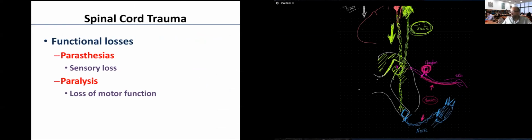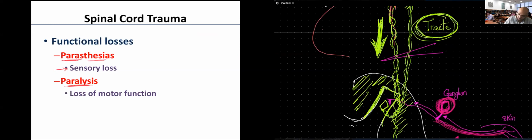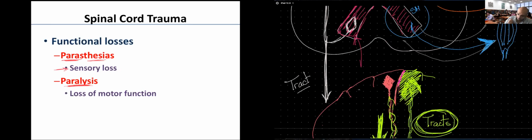If a person had a spinal cord trauma, this might result in paresthesia or paralysis. Paresthesias, those are sensory loss. So if a person got a spinal cord injury, I will be cutting those tracts. The tract that is carrying the sensory impulses up and the tract that will be carrying the motor impulses down. So I can't send motor signals to contract my muscles. I don't have any voluntary control on the skeletal muscles. I'm not able to contract them. This is paralysis. And I don't feel, I have a sensory loss. So it's paresthesia, as the signal here is not reaching my brain.